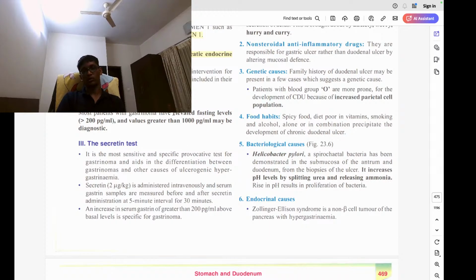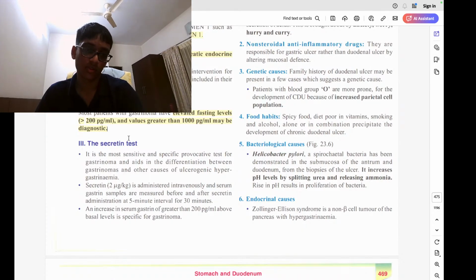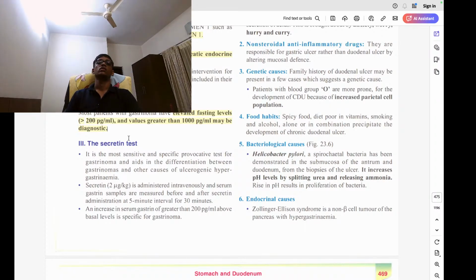Most patients with gastrinoma have elevated fasting gastrin levels. Values greater than 1000 picogram per ml are diagnostic. The secretin test is the most sensitive and specific provocative test for gastrinoma and aids in differentiation between gastrinoma and other causes of ulcerogenic hypergastrinemia. Secretin 2 microgram per kg is administered intravenously. Serum gastrin samples are measured before and after secretin administration at 5-minute intervals for 30 minutes.